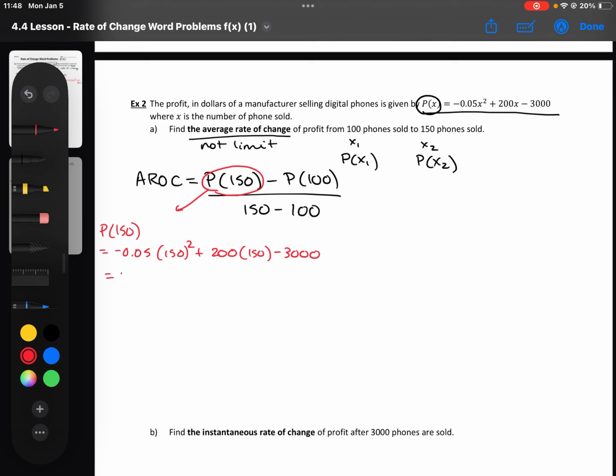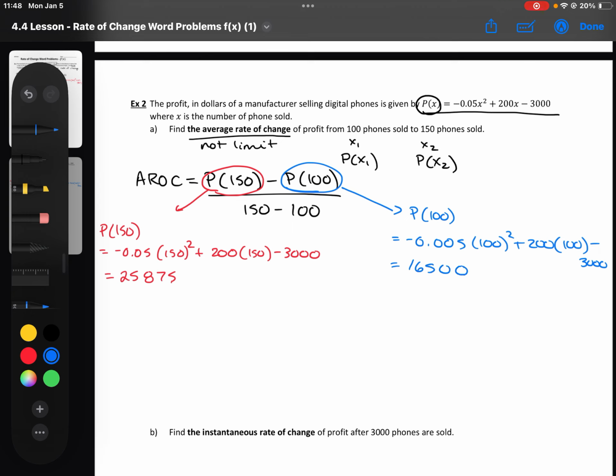When I evaluate that, I'm going to get 25,875. And then when I do the same thing over here for 100, that means that I'm taking x equal to 100 and substituting into my given function, and evaluating the y value at the given x value. This is 16,500.